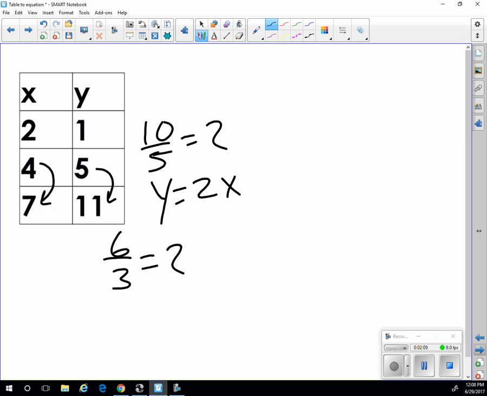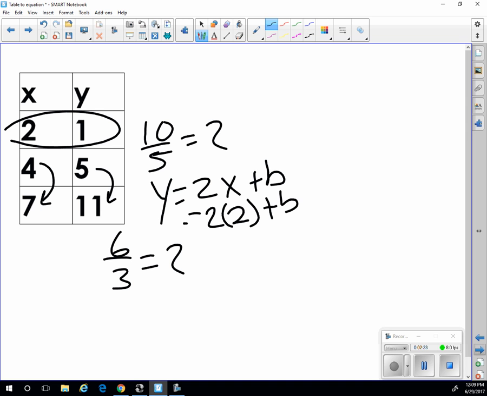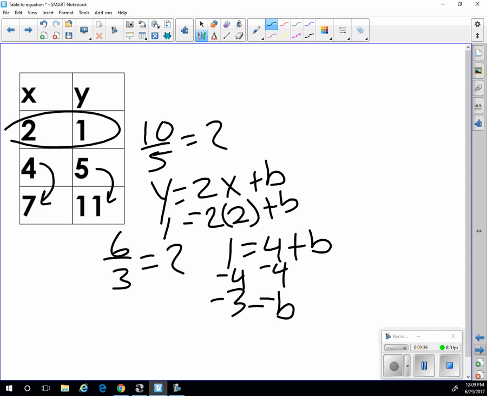Okay, and then to find the y-intercept, we'll just plug in one of those points. Choose the value of x and the value of y that goes with it. So if I choose x is 2, y is 1. So 1 is equal to 4 plus something. Solving, I subtract the 4 from each side and that leaves b. And 1 minus 4 is -3.